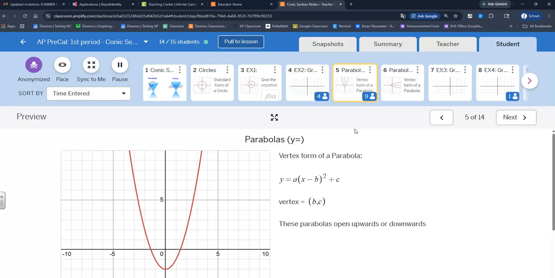Okay, so your vertex form of a parabola, whenever you have y equals, is a times (x minus b) squared plus c. It's basically like the transformation version of it, right? This a right here stretches it out or squishes it down. The b shifts it to the left or the right in the opposite direction. The c moves the parabola up or down. And so your vertex would be (b, c) here, and this parabola is either going to open upwards or downwards.